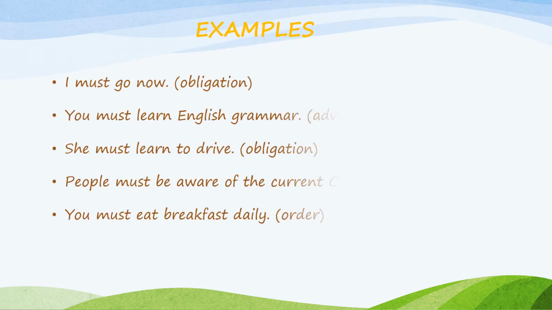Examples, I must go now. This is an obligation. You must learn English grammar. This is an advice. She must learn to drive. This is also an obligation. People must be aware of the current COVID situation. This is an advice. You must eat breakfast daily. This is an order.